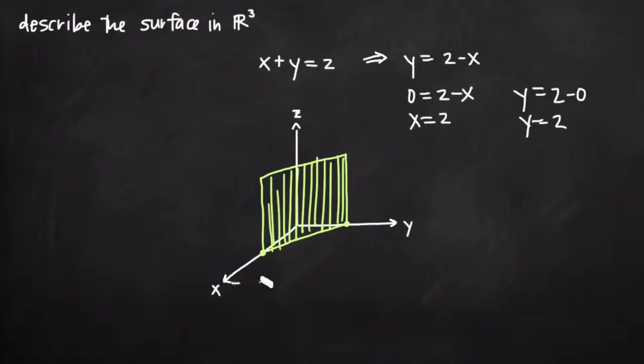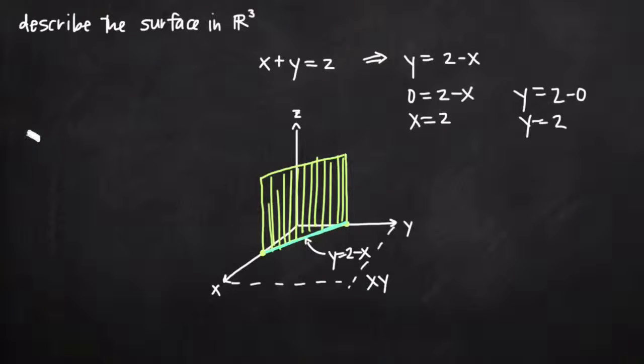Remember that our xy plane is this plane here. It's the floor of our three-dimensional coordinate system that includes the x and y axes but not the z-axis. We know that our region is going to intersect the xy plane along the line y = 2 - x. So this line right here that lies in the xy coordinate plane is defined by y = 2 - x. You could also write it as x + y = 2, either way.